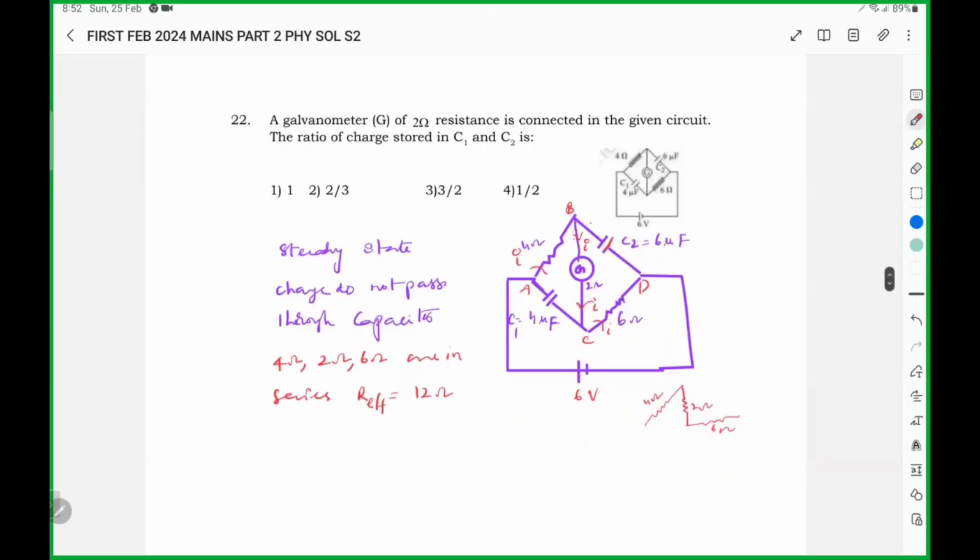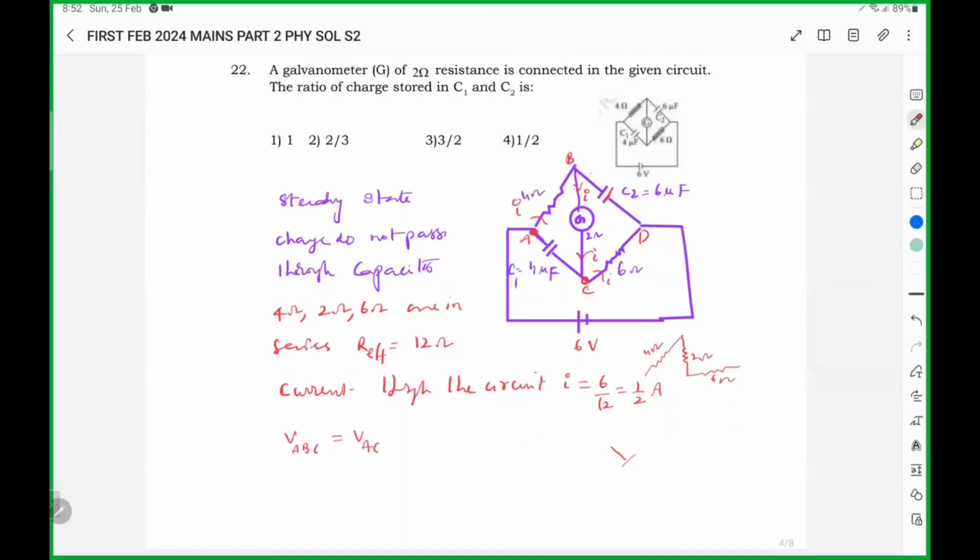And here the battery EMF is 6 volts. So the current through the circuit, I, is equal to 6 by 12, which is half ampere. Now the question here is the ratio of charge. Steady state will not come immediately. Initially current passes and charges the capacitor. When the potential difference across it is equal to the EMF, then current will not pass. So the potential difference across the capacitor is the same as the potential difference across the resistors in that path.